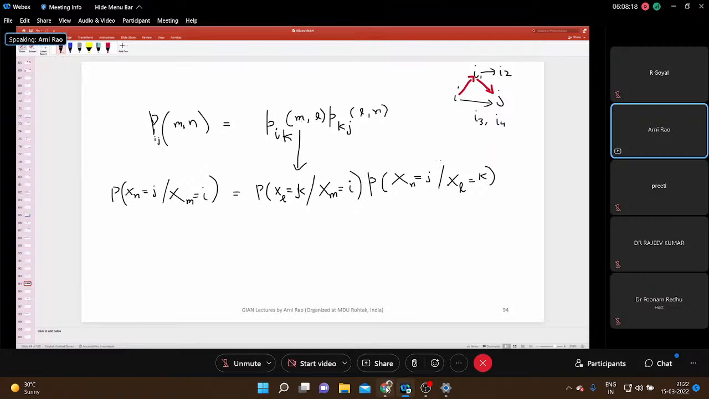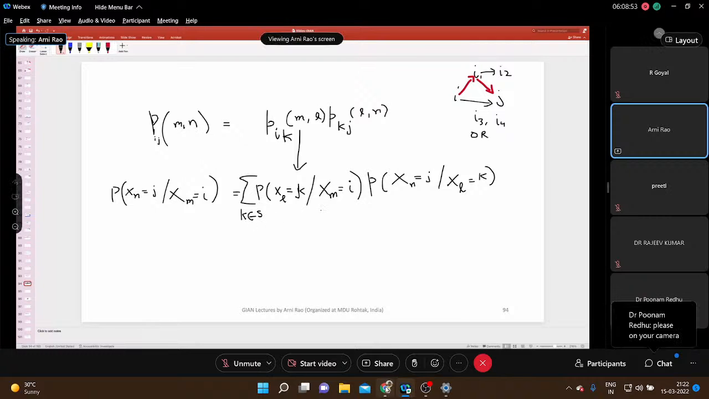So probabilistically, we are applying an or: the transition could occur from i to i3 to j, or from i to i1 to j, or i to i4 to j, and so on. All the options are there. So k is arbitrary, and that's why we are summing over all such cases, where k belongs to S, the state space. So P_ij(m,n) equals the sum over k belonging to S of all such cases that jump from i to k to j.